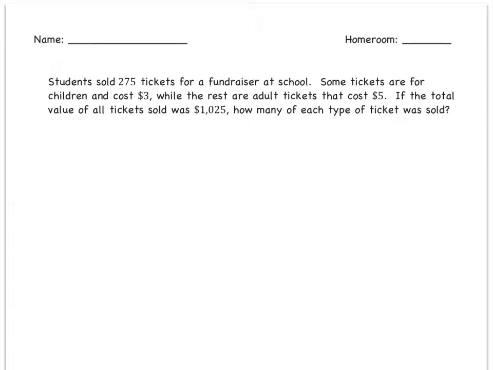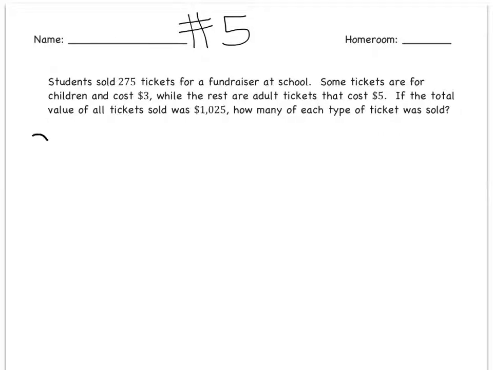Okay, so I know that on Friday we did not get a chance to go through number 5 in your review packet. So I'm going to go ahead and go over with you how you would do number 5, because you do have a question that's somewhat similar. So we have students sold 275 tickets for a fundraiser at a school. Some tickets are children and cost $3, while the rest are adult tickets that cost $5. If the total value of all tickets sold was $1,025, how many of each type of ticket was sold?